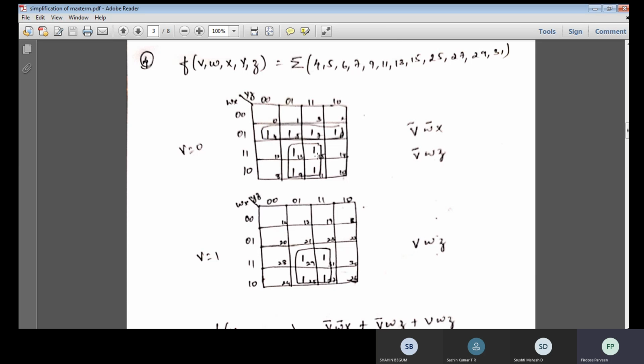In the same way, I'll be writing for this, that is 13, 15, 9 and 11. So when I write for this, corresponding row, it is W. Corresponding column, it is Z. So WZ, and V is equal to 0 indicates V bar. So V bar WZ.